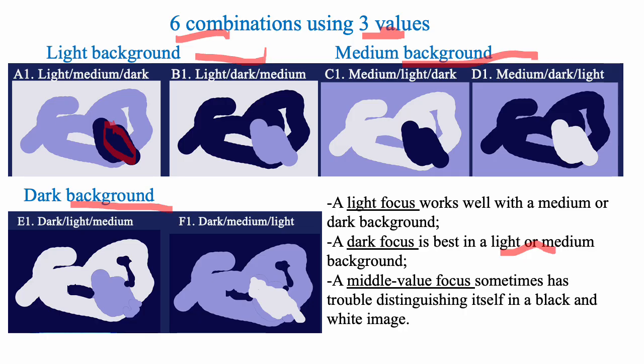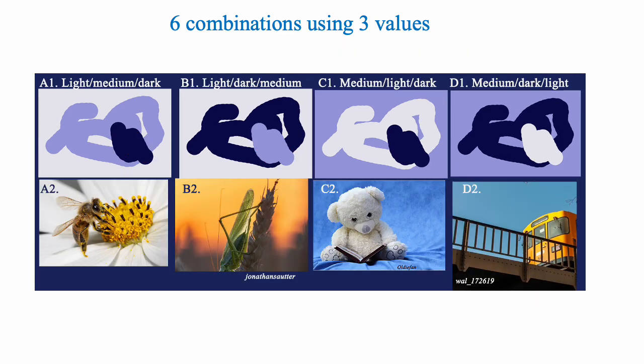When the dark shape is the focus, then it's best in a light or medium background. And if the mid-tone were a little lighter, it would make this dark shape stand out. When the light shape is the focus, it works well in a medium and dark background, especially if this mid-tone is a little darker. The problem is a middle value focus because it's sometimes hard to distinguish itself in a black and white image. Let's look at some examples of value patterns.